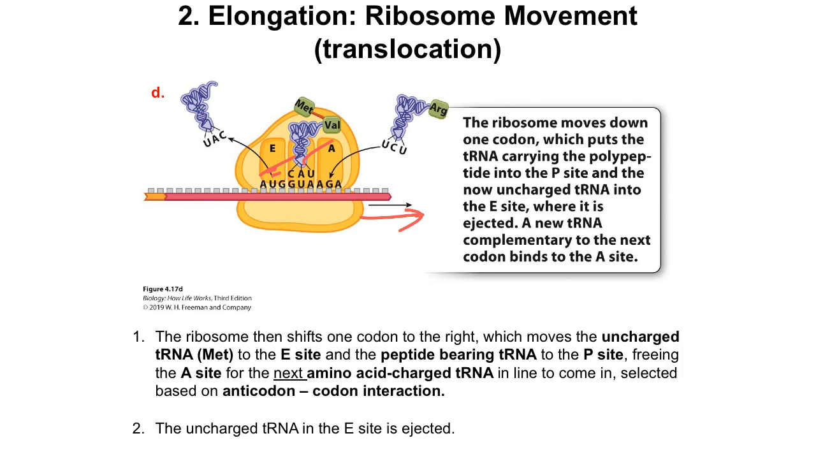Now freeing, therefore, the A site for the next amino acid charged tRNA in line to come in, again based on anticodon codon complementarity. Okay, so there has to again be codon anticodon interaction that must happen in this process. As a result of this shift, the uncharged tRNA in the E site is ejected, and the incoming third tRNA is now able to interact again at the A site.